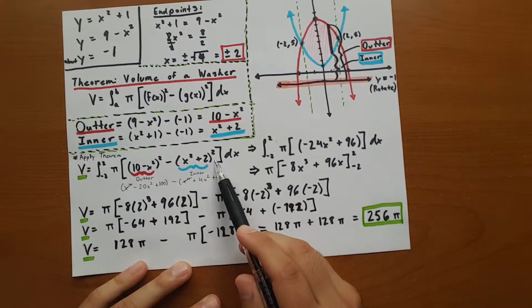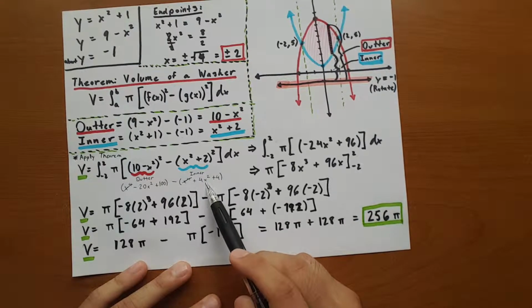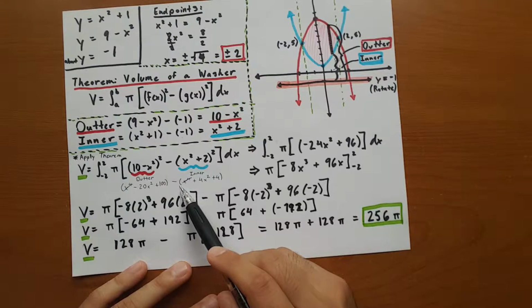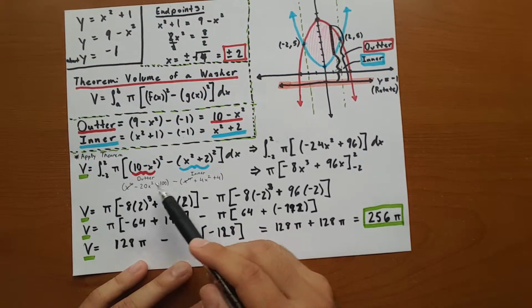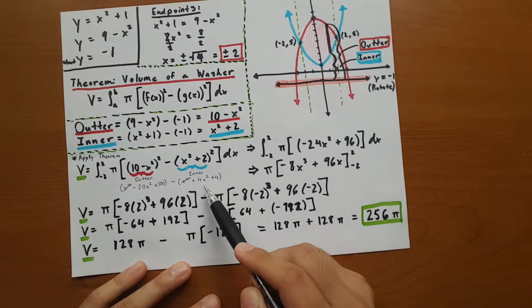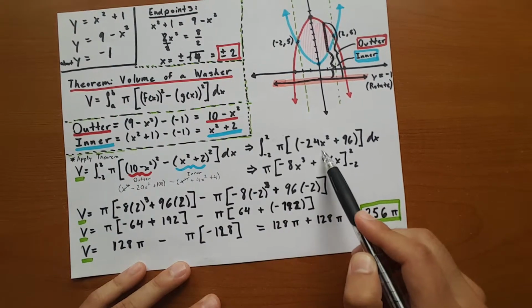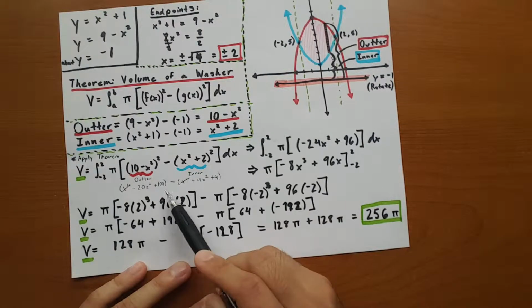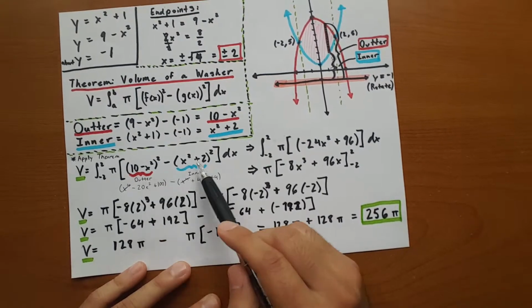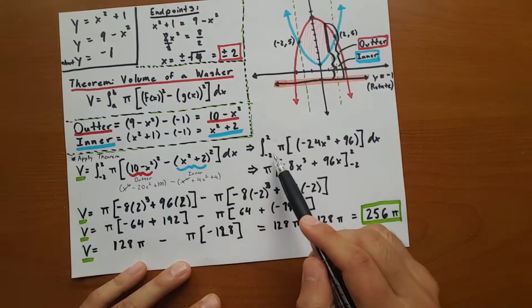And then I took my inner function and I squared it, and I got x to the 4th plus 4 times x squared, and then plus 4. And here I can tell that these x to the 4ths would cancel out, and then I have -20x squared subtracted by 4x squared, and that's where I got -24x squared. And then here I get 100 subtracted by 4, which is 96. So this is kind of my math from in here. I subtracted it, simplified it, and then you continue on to taking the integral.